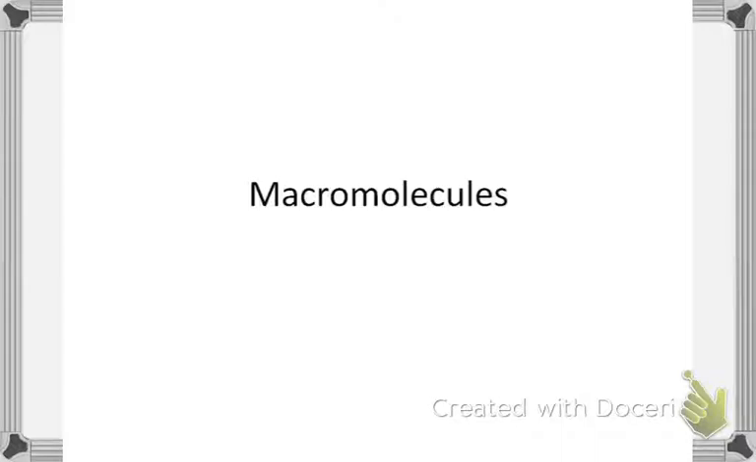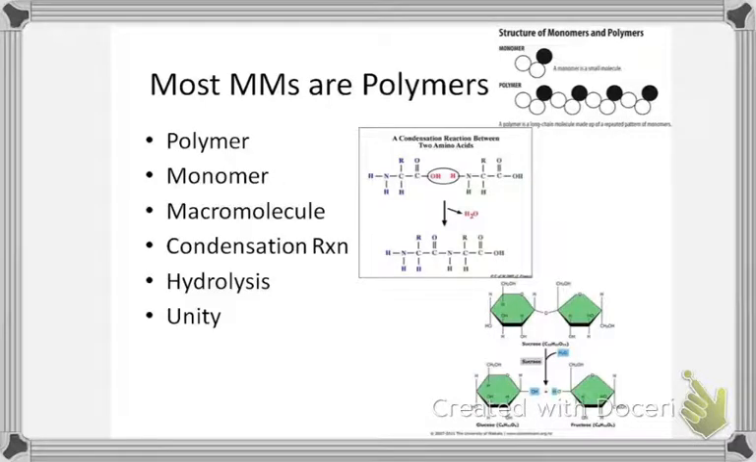Alright, macromolecules. This may have to be 2 videos, but we're going to try really hard to do it in one. Most macromolecules are polymers. A polymer is a large molecule made up of identical or similar subunits hooked together. So you can see right here, here's your monomer, your subunit. Monomer, polymer, right? And then it just repeats and repeats. And most of these guys are going to work that way.